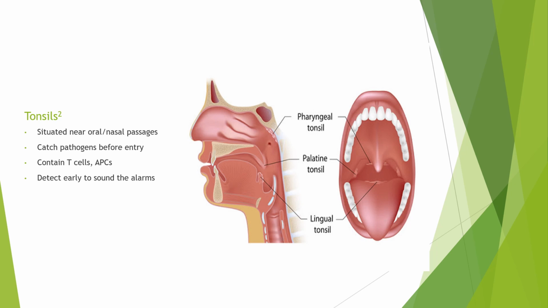Then there are the palatine tonsil and the lingual tonsil. These are going to be exposed to any air we breathe in through our mouth, as well as anything we take in through our food. The whole point of these tonsils is to catch pathogens before they can get into the respiratory system or the digestive system. They contain T cells and various antigen presenting cells.